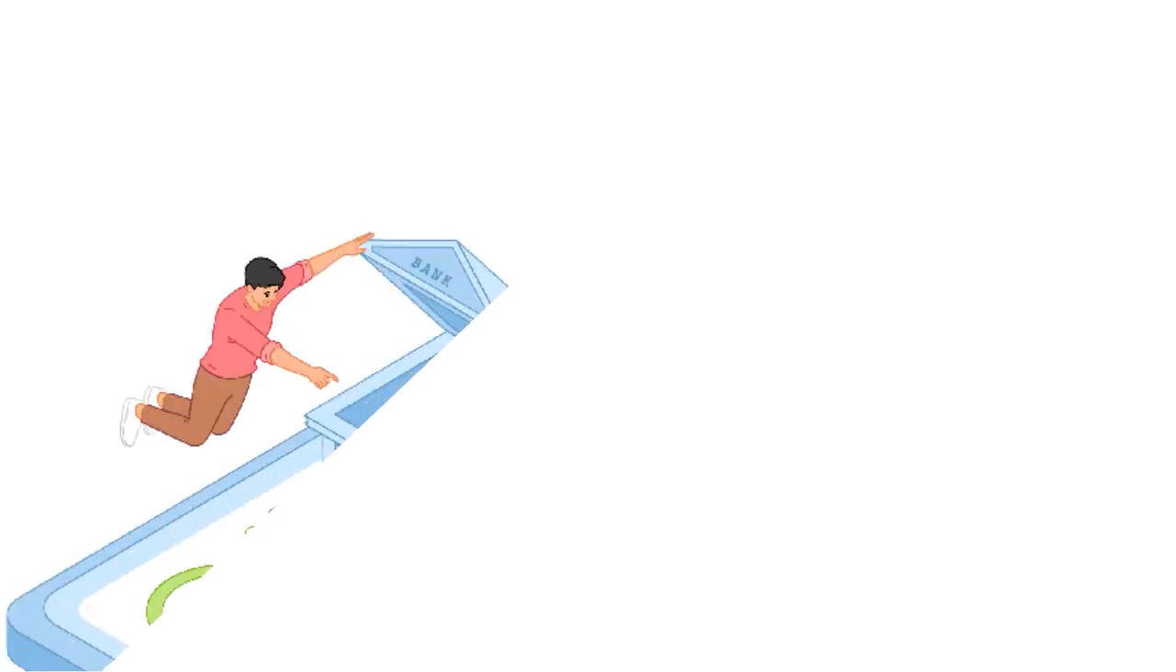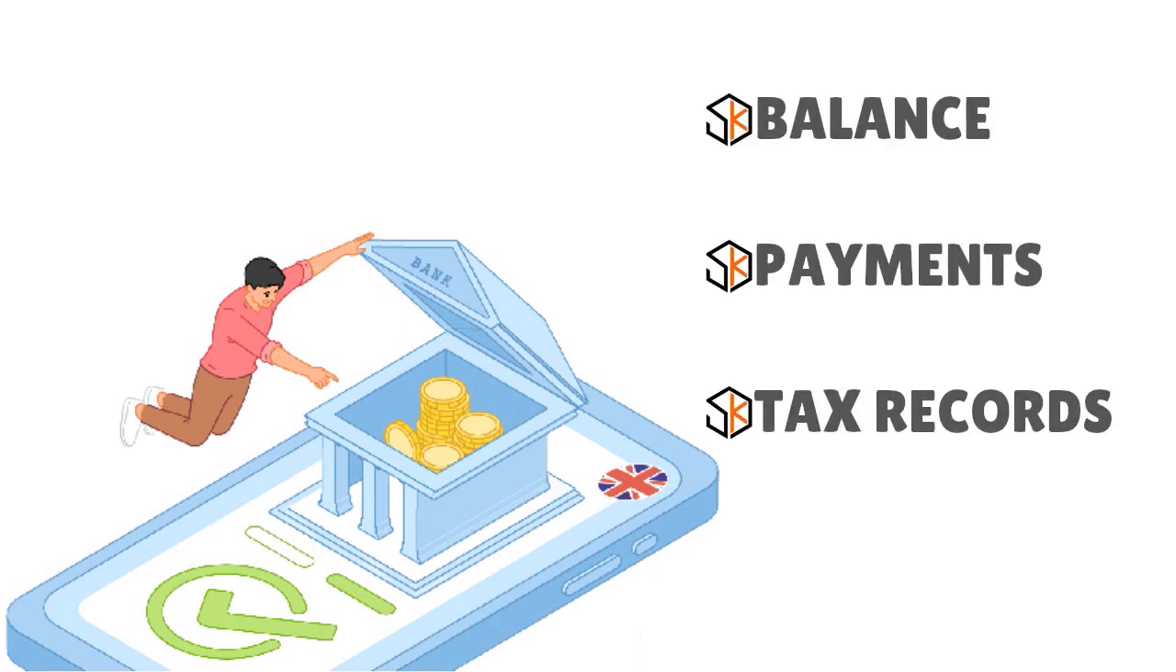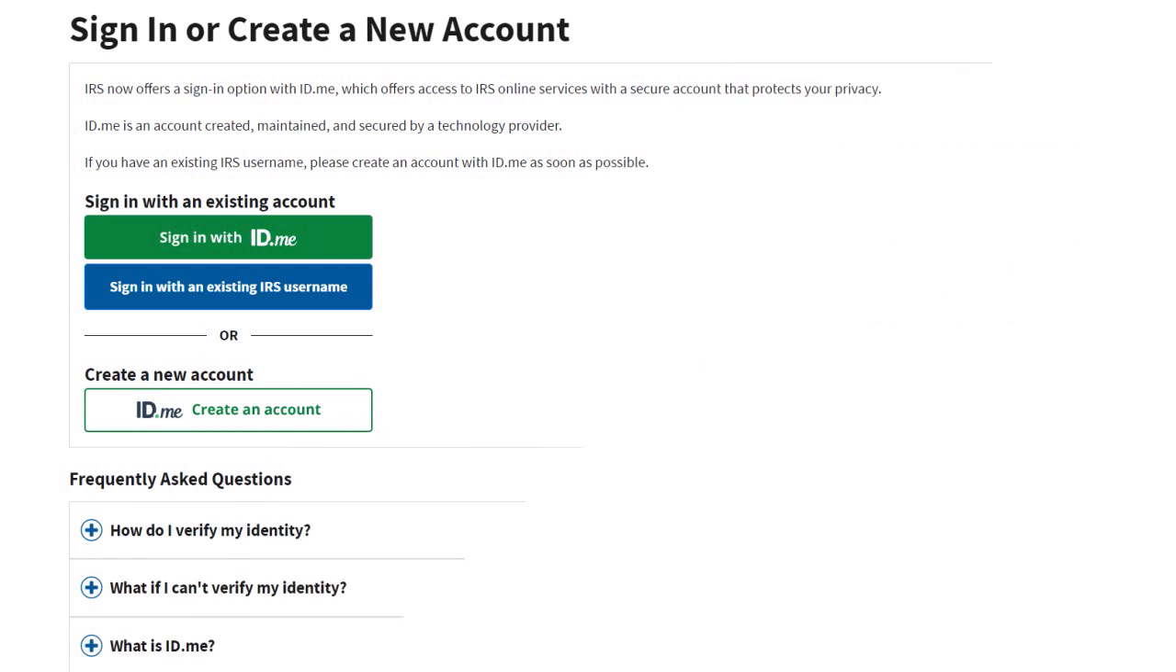Now, I want to quickly talk to you about your online account. See, the whole thing is that if you are paying personal income taxes online, you have got to really manage your online account. So you can access your individual account information, including balance, payments, tax records, and more. So you're trying to really have a clear idea of where you stand. If you don't have an existing IRS username or ID.me account, have your photo identification ready. More information about identity verification is available on the sign-in page.